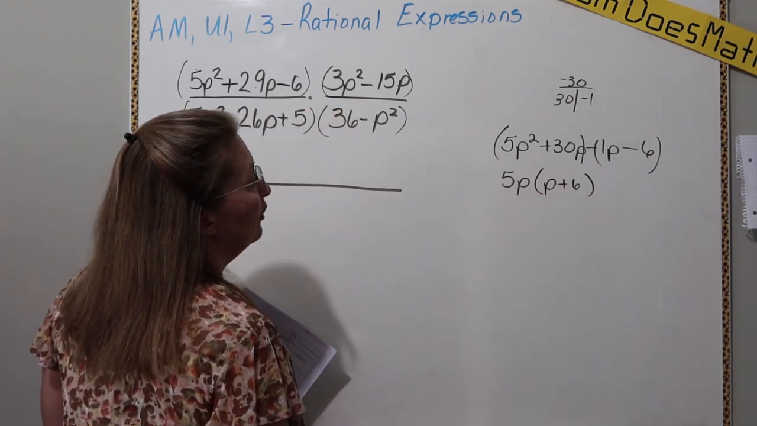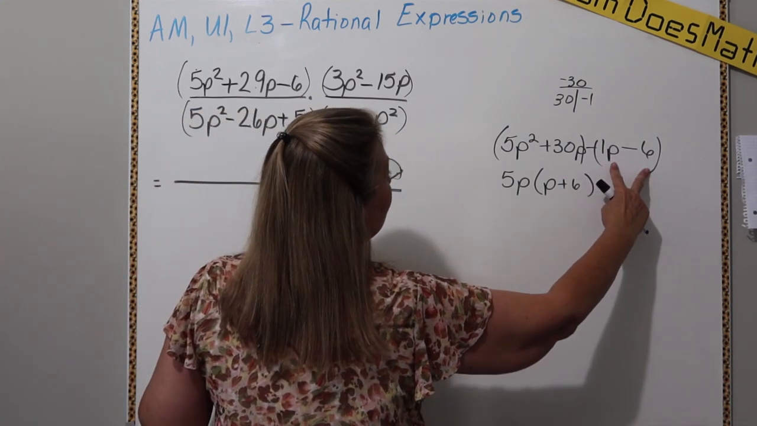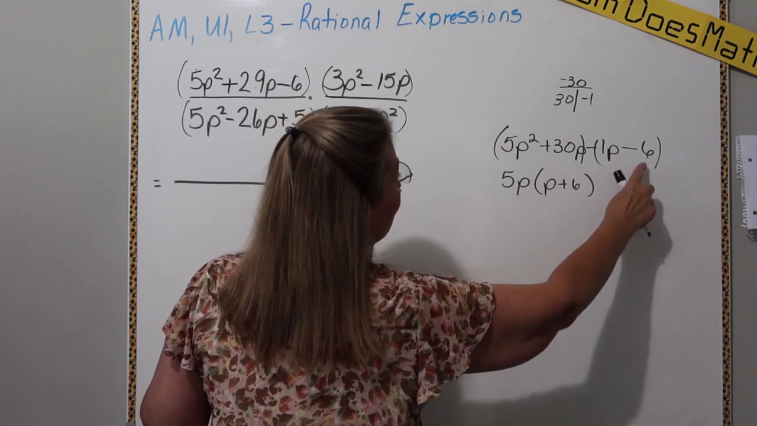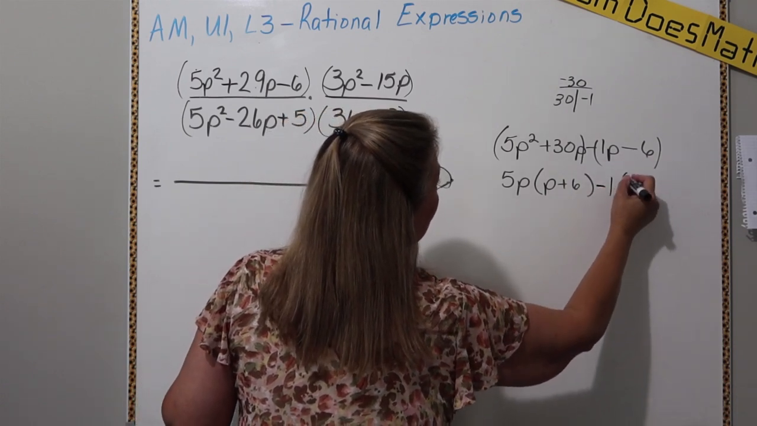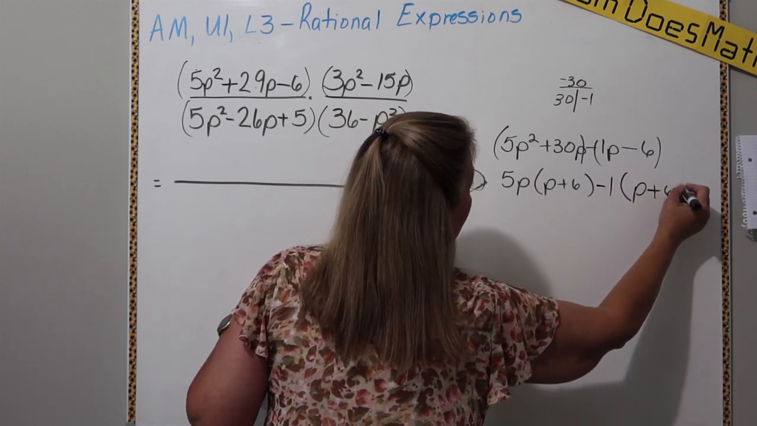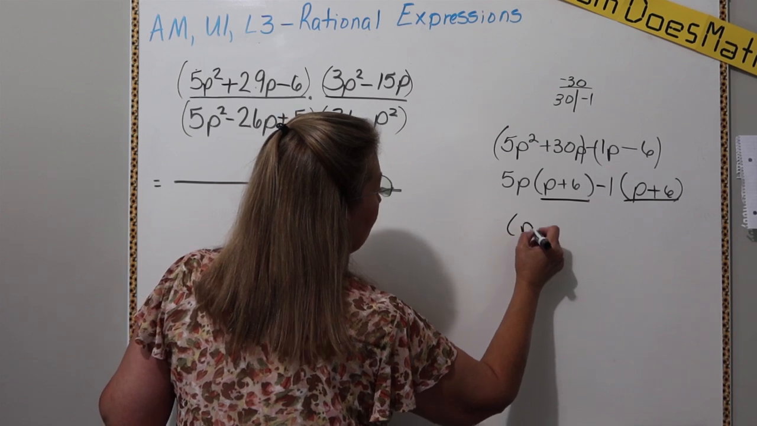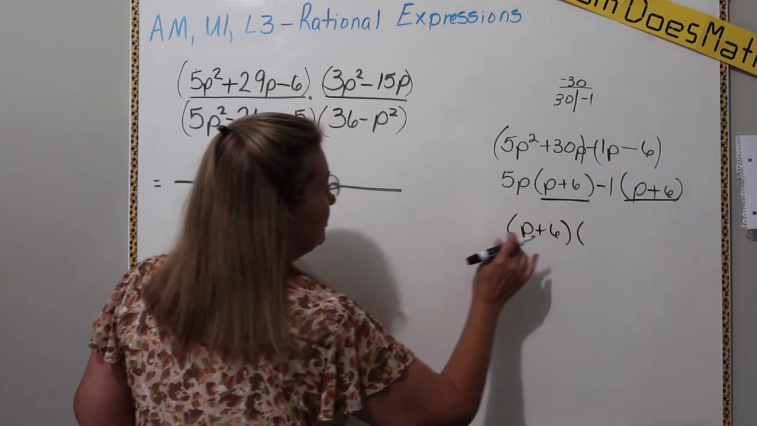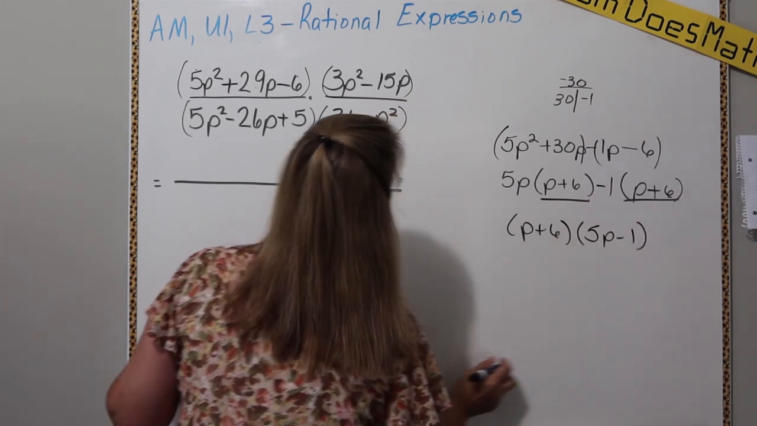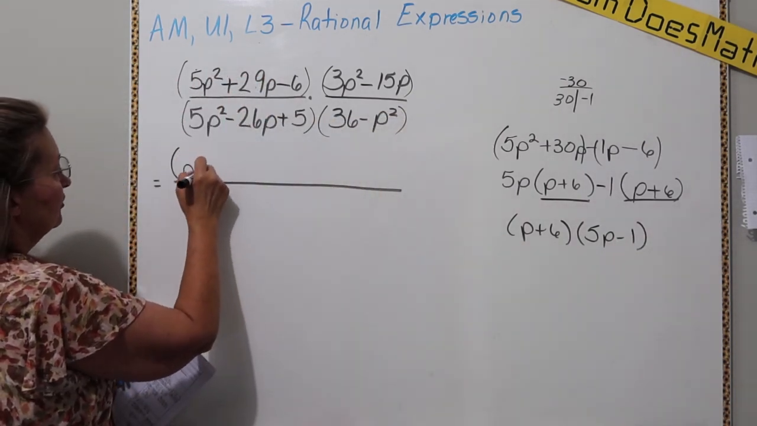Over here, my greatest common factor is only 1. If you're trying to factor by grouping and you have a pair that does not have anything larger than 1, then pull out the 1. Now when you pull out a negative 1, it's going to change that to p plus 6. And you can see I have the matching pair. So my first set of factors is p plus 6. And what do you have left over? 5p minus 1. Alright, that is this first trinomial factored.